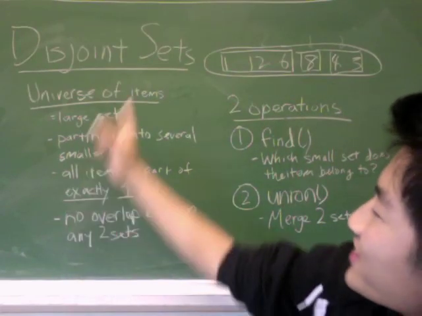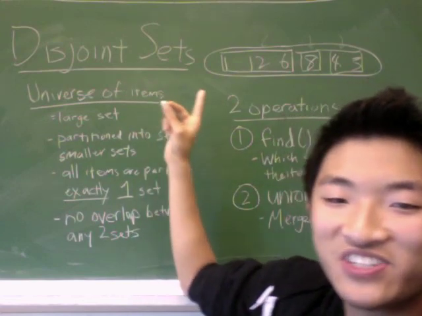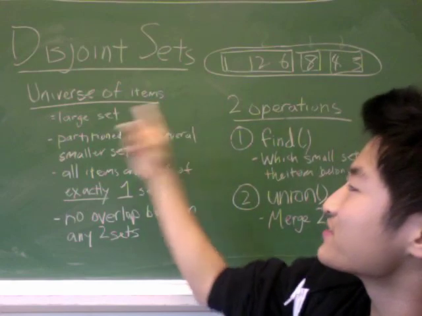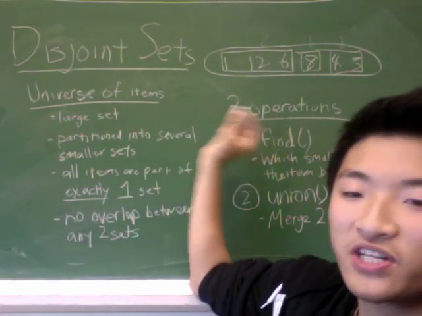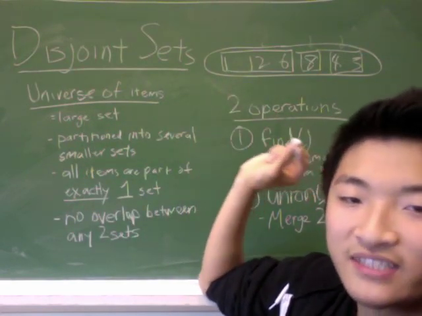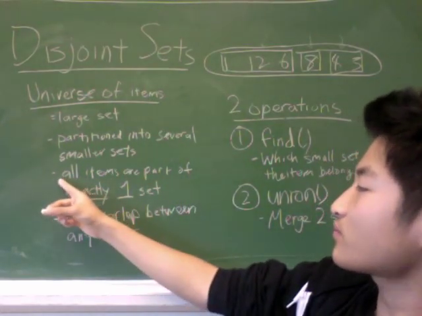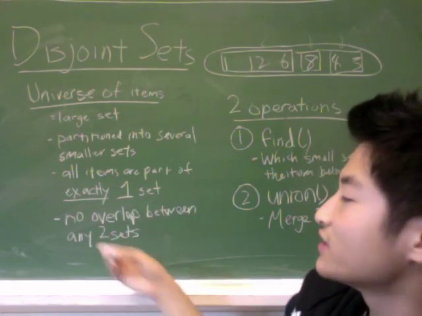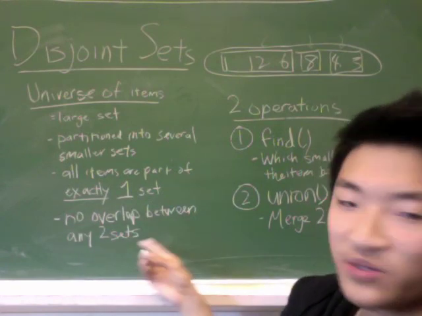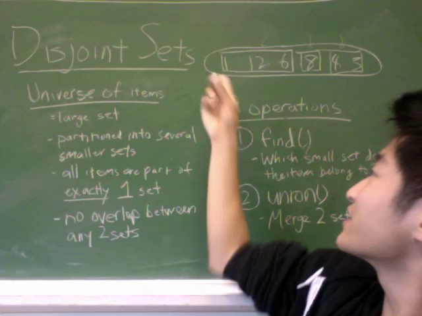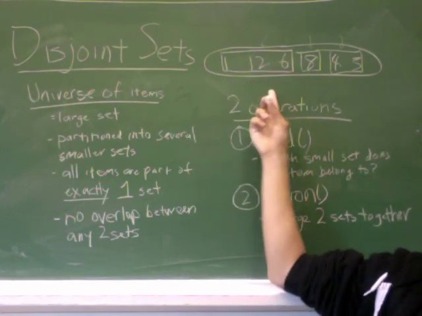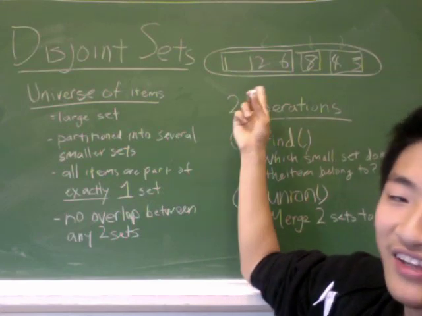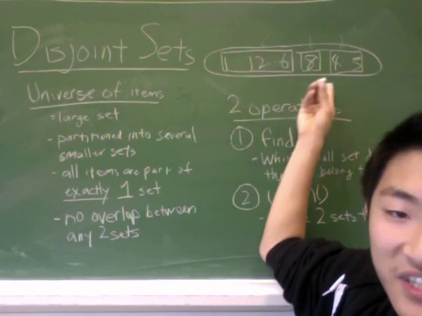Today I'll be talking about disjoint sets. Disjoint sets are a data structure that allows you to record how a large set of items, known as a universe of items, is partitioned into several little subsets. All items in this universe are part of exactly one subset, and there's no overlap between any two sets. Here our universe consists of 1, 12, 6, 8, 4, and 3, and this universe is partitioned into 3 subsets.